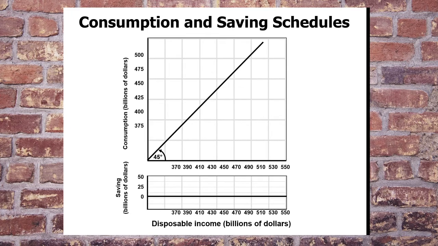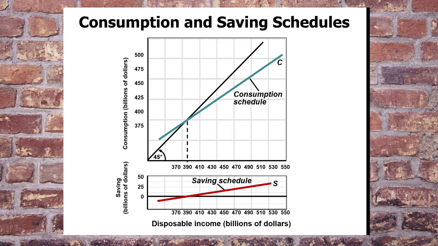All right, so if we go back to the consumption graph for a second, you have your 45-degree line, and you have your consumption schedule. When the consumption is below the 45-degree line, there's savings. When the consumption line is above the 45-degree line, there is dissavings. You can ignore the graph on the bottom.